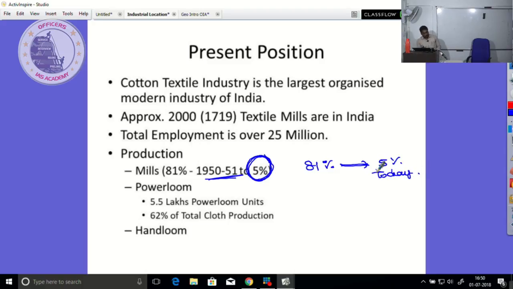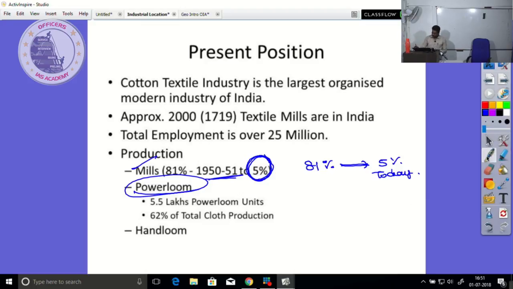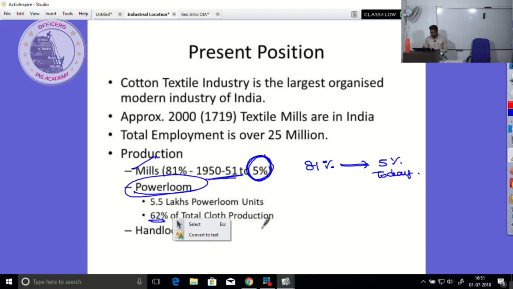What has taken the space of mills is the power loom. Slowly, steadily, in today's production, the majority is contributed by power loom. As a fact, somewhere around 62% of total cloth production today is accounted for by power loom. And the rest is by hand loom, sir.